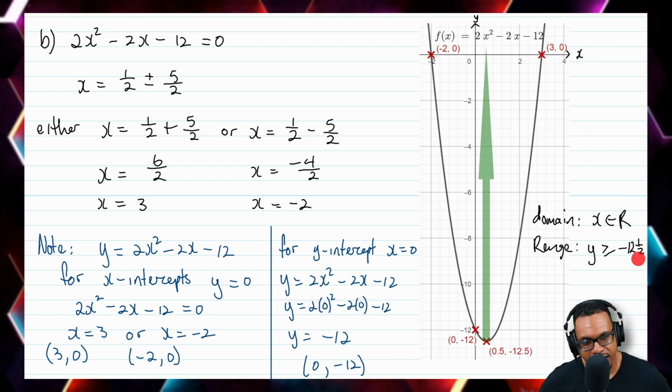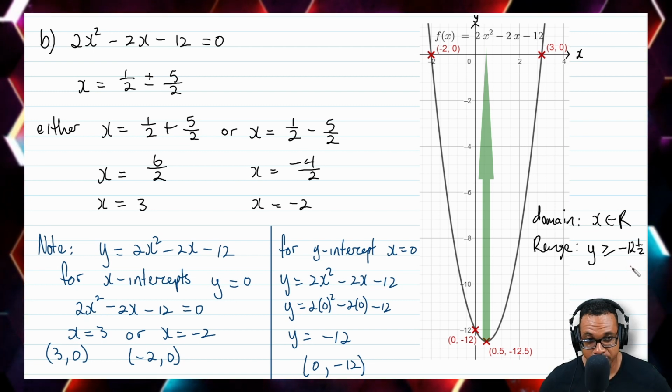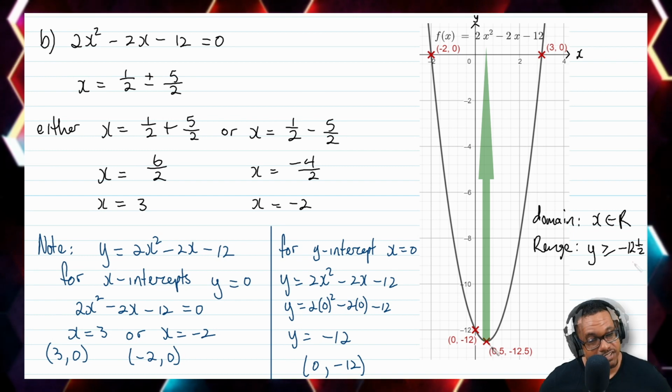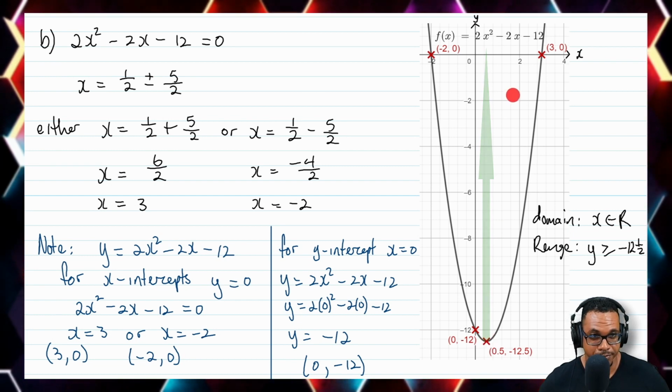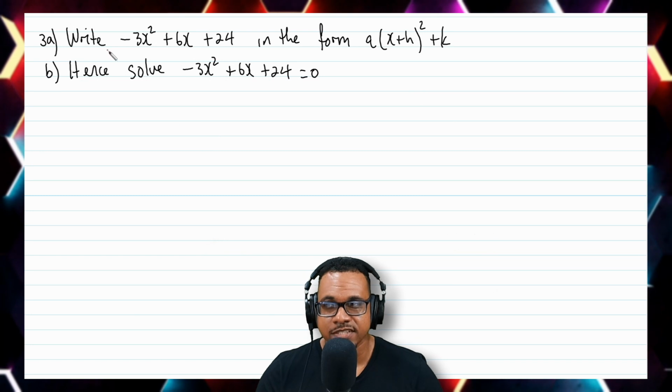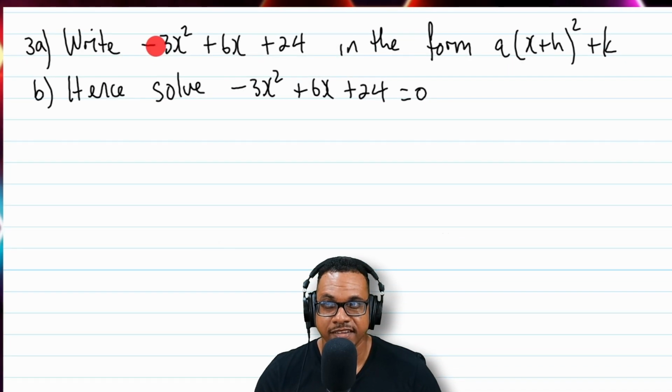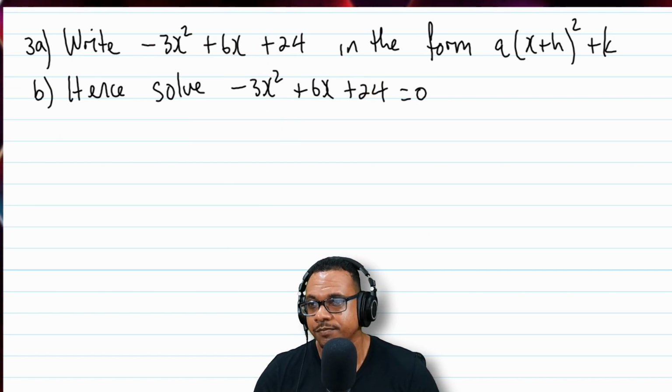And of course, you could put where y is a member of real numbers as well, but of course, it's not all the real numbers. It's just from negative 12 and a half go up. All right, so for my last question, I'm going to give you a maximum curve. So we have negative 3 in front of the x squared. So we're going to complete the square on this quadratic, and then we're going to proceed and solve the quadratic.